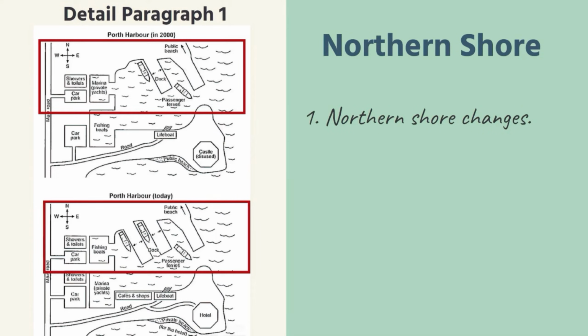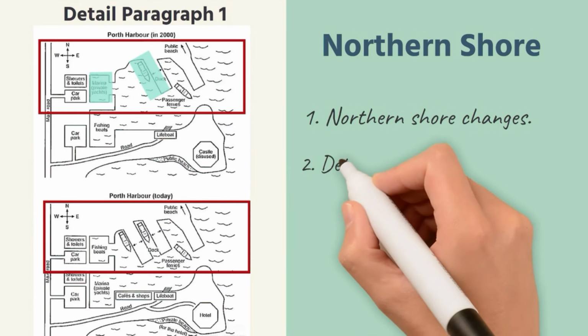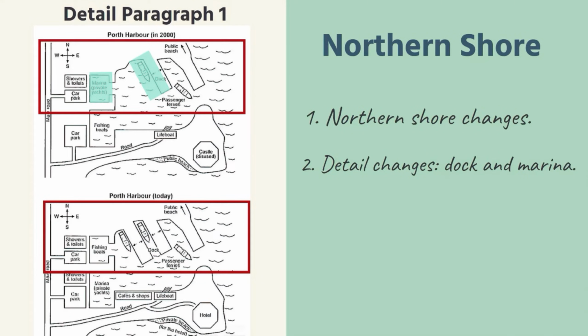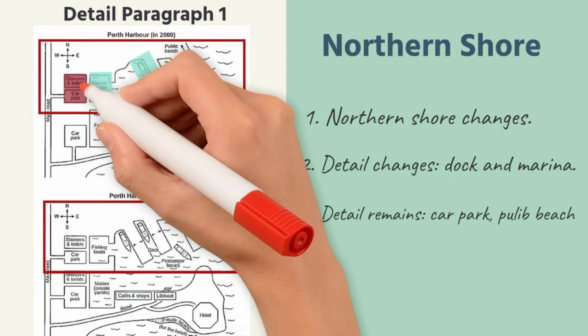Second sentence. Supporting details for changes. The blue areas on the northern shore. Add a dock, marina switch, write down. Third sentence. Supporting details for unchanged areas. Look at the red areas of the northern shore. Car park, public beach, write down.